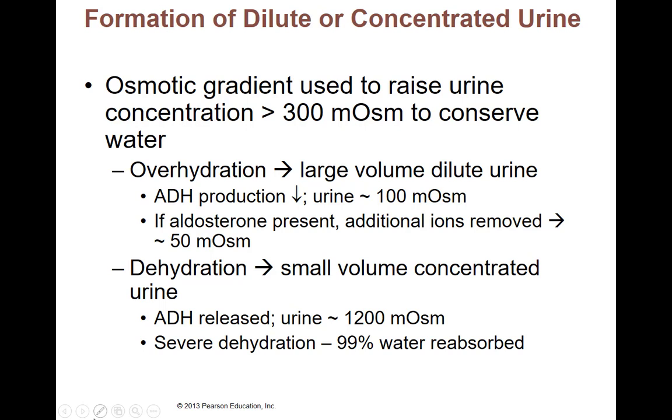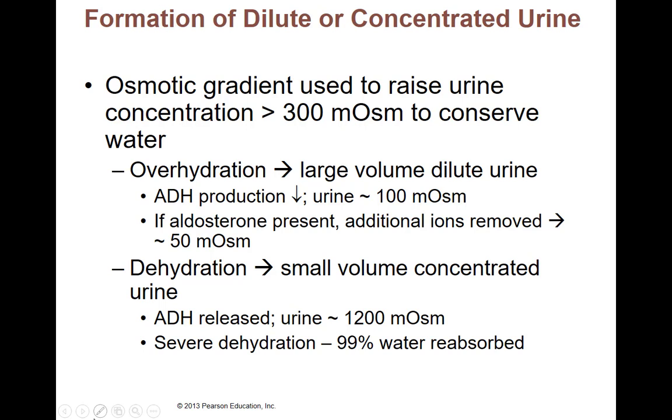If you are overhydrated, meaning you are just drinking water nonstop, never ending, you have lots and lots of water in your body, you're going to end up having a large volume of very dilute urine. We want to get rid of all that excess water. Your antidiuretic hormone production is going to decrease, because what's the antidiuretic hormone known as? It's got a nickname. Anti-pee. Well, we now want to pee, so that antidiuretic, your anti-pee production is going to go down.